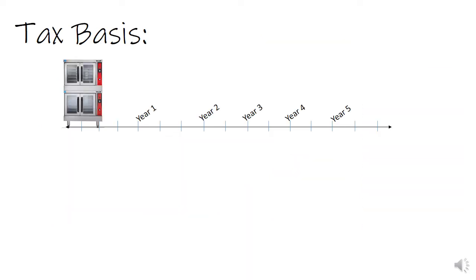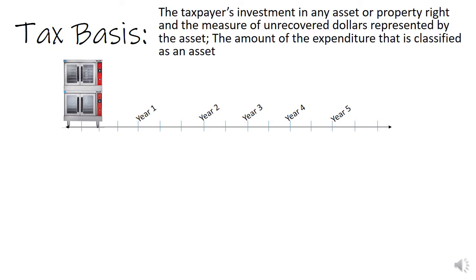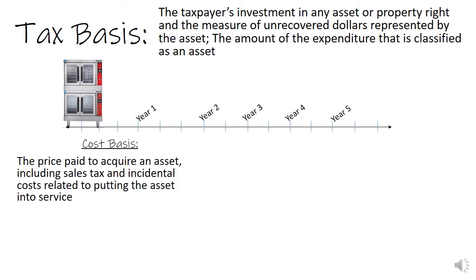Let's review a few terms that you'll hear throughout this discussion on cost recovery and the modified accelerated cost recovery system. First is tax basis, which is the taxpayer's investment in an asset or property and the value on the books of unrecovered dollars represented by that asset. When you acquire the asset, you pay a specific price. That price includes the sales tax, the installation costs, and the testing costs that are related to getting the asset in place and functional.